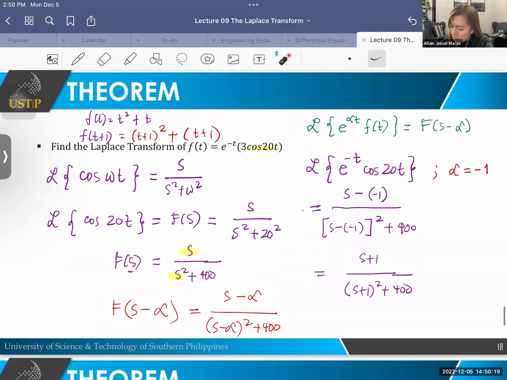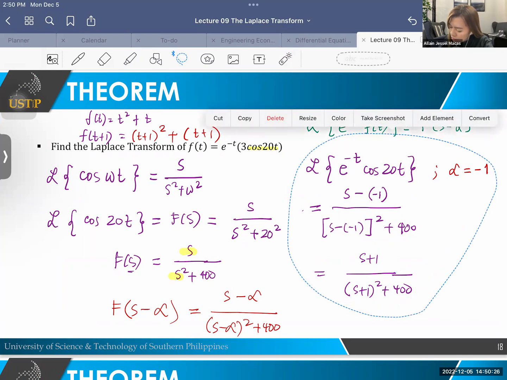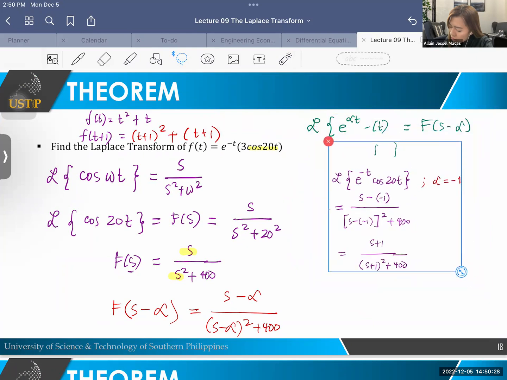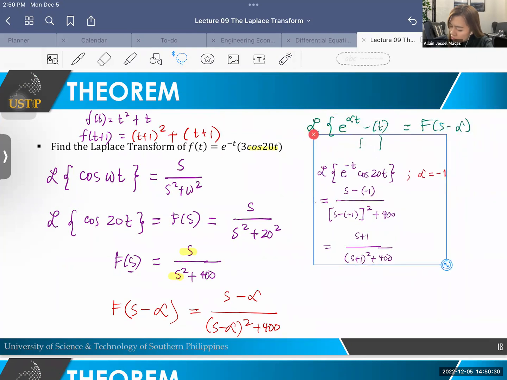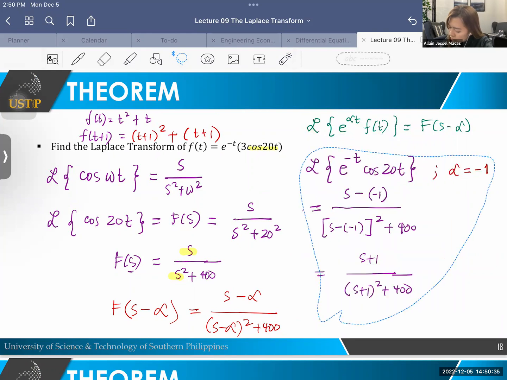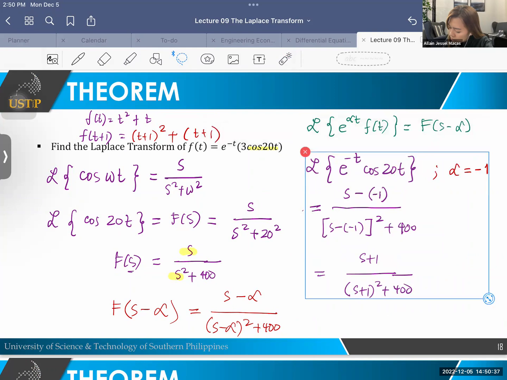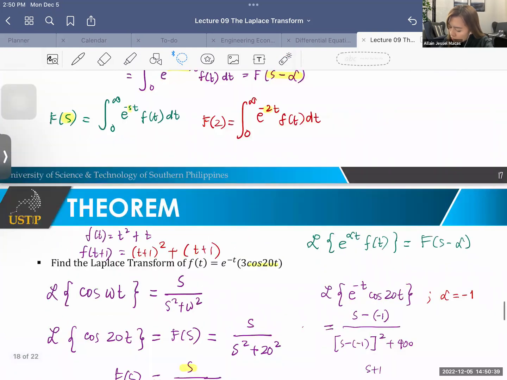Pwede na ko ni i-clear. Wait lang. Kung namagog kay wait lang. Ay, sa taas na lang ko, be.